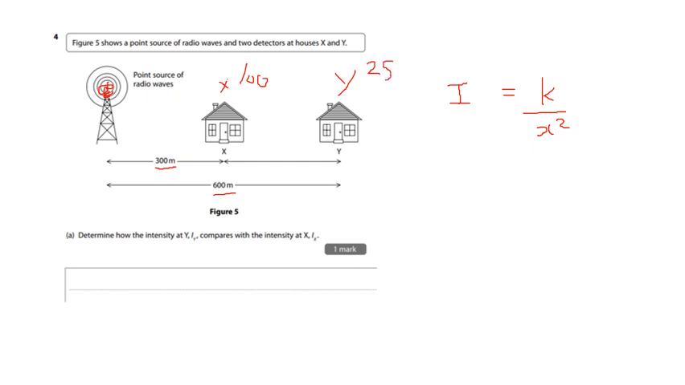But I know that an inverse square law means that if you double the distance, the intensity is a quarter. So how does the intensity at Y compare? It's a quarter. That's all I need to do. It's only 1 mark. If you double the distance, the intensity is a half squared, which is a quarter.